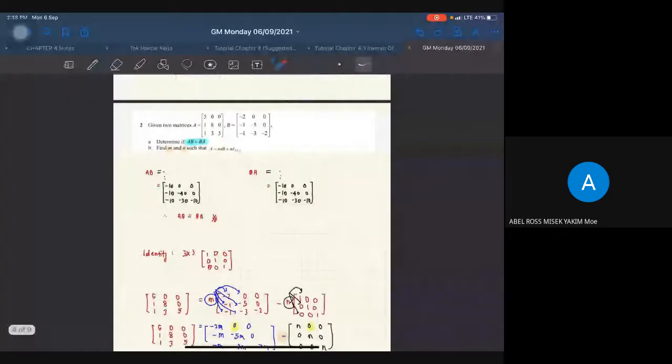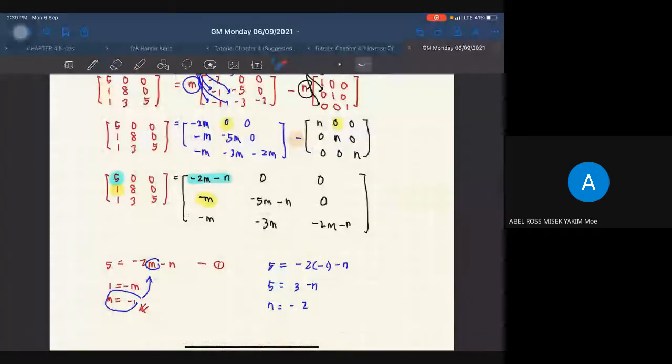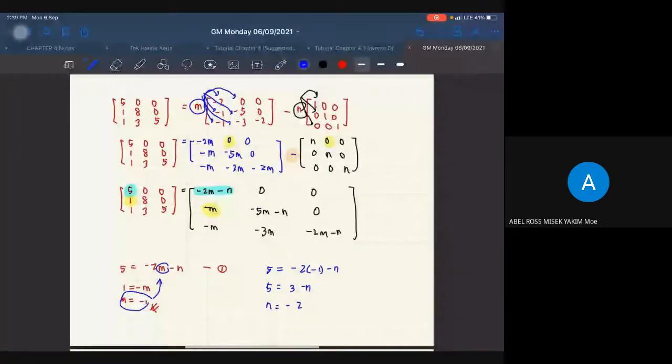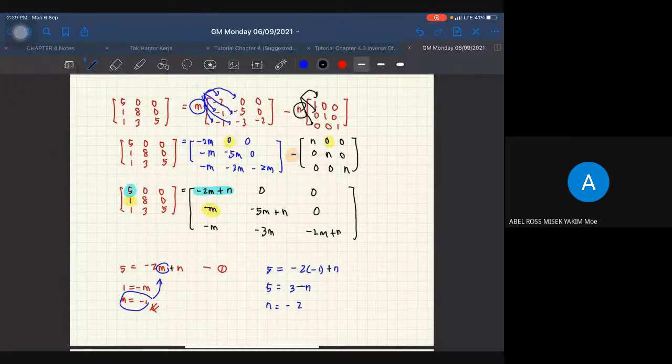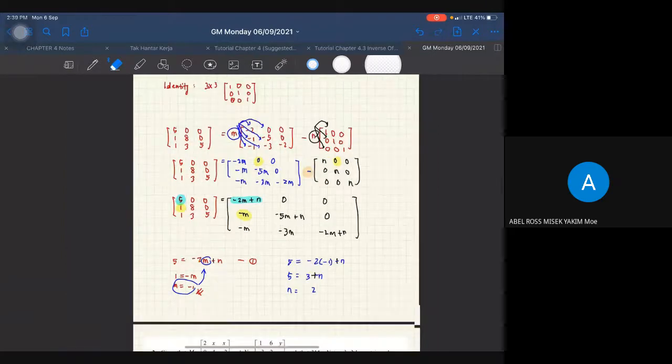Okay, so nanti awak betulkan sendirilah. Boleh ke? So this one tambah, this one tambah, so this one tambah. Oh, situ je beza dia. Okay, so this one over here is plus, this one is plus. And then ni tambah, so awak akan dapat n is equal to 2. Betul ke? This one?